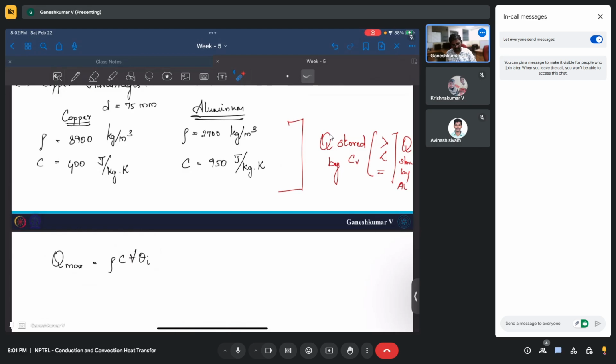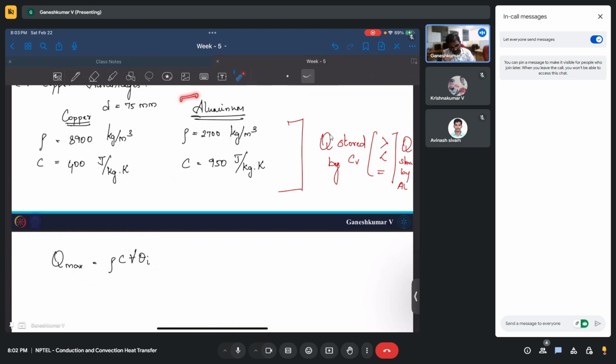So for example, you have C as 950 for aluminum and density as 2700. You cannot increase just the density because it's a property of the system. You cannot change some other element such that it will give you the same C. Since rho and C are properties, we are constrained by whatever is available, unless you create your own element, which is not possible.